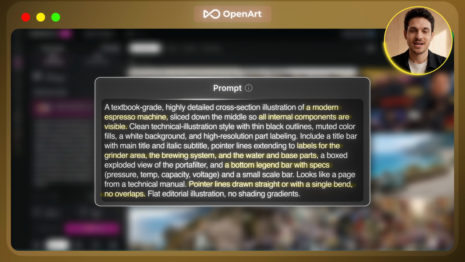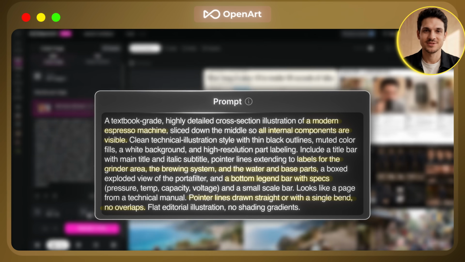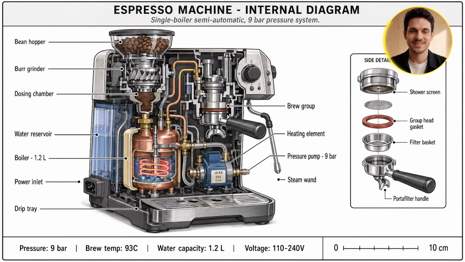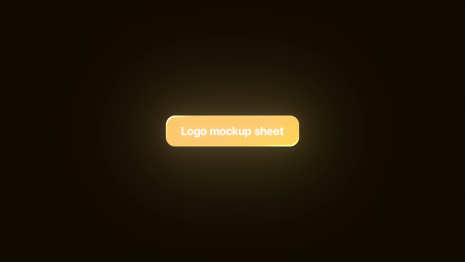For this example, I'm generating a cross-section of an espresso machine. What comes back is a detailed technical illustration. The machine is shown in a cutaway view so you can see all the parts inside. Pointer lines connect each part to a clear label, and the specs legend bar runs across the bottom with the key details. The 7th use case is for anyone building a brand, and it uses a completely different kind of reference image. The 7th one is a logo mockup sheet.